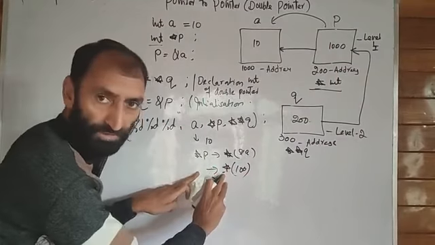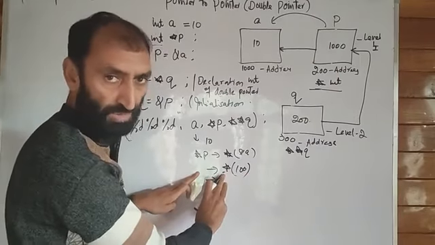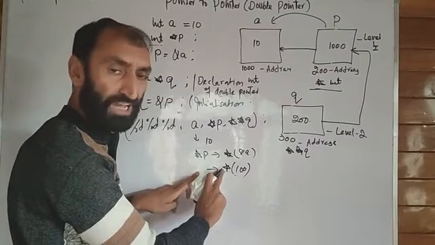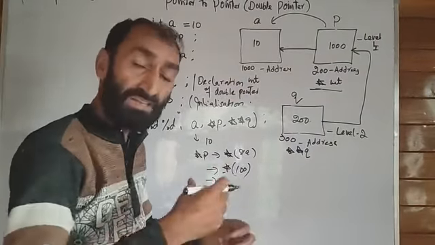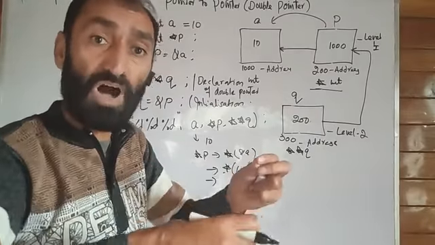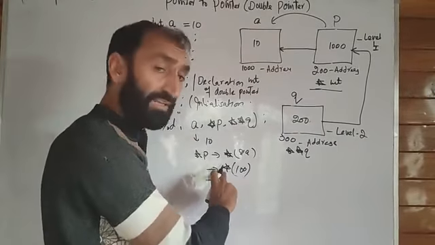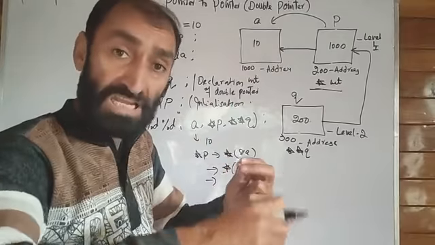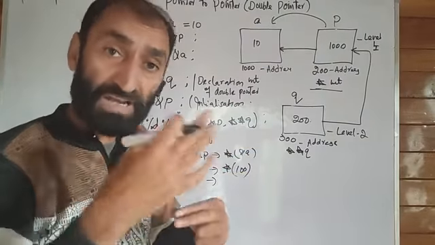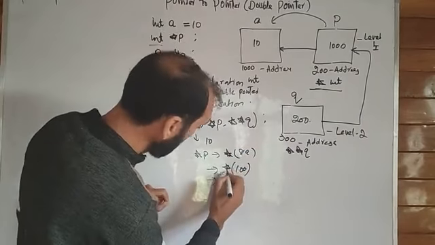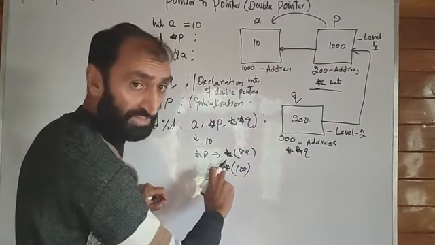This is the indirection operator, which we discussed in the previous video. What does the indirection operator do? It returns the value at the address, not the address but the value at that address. So what value is at that address?